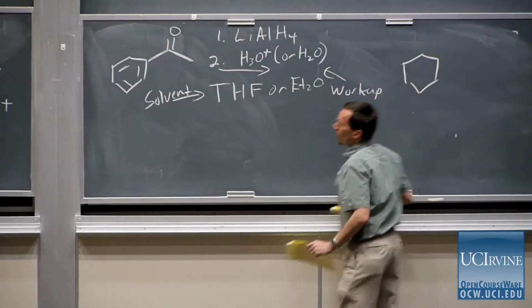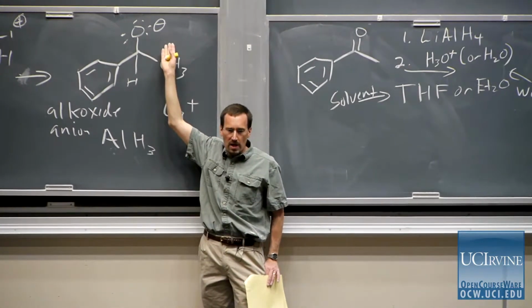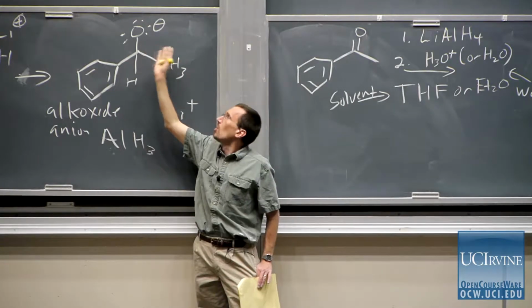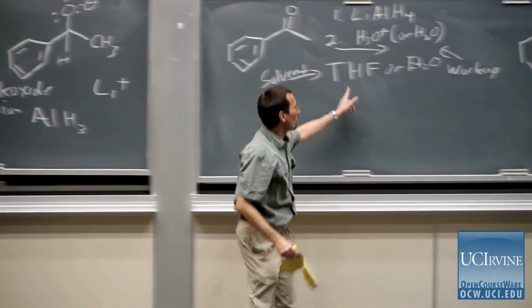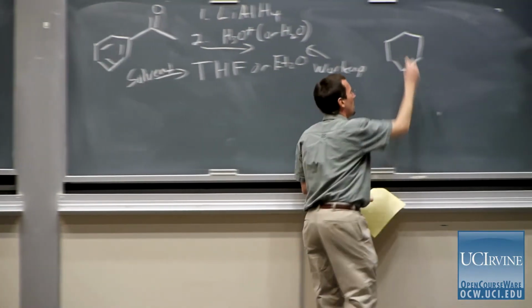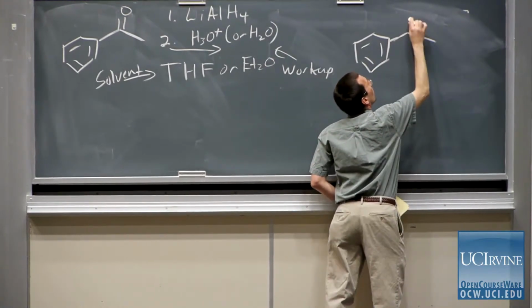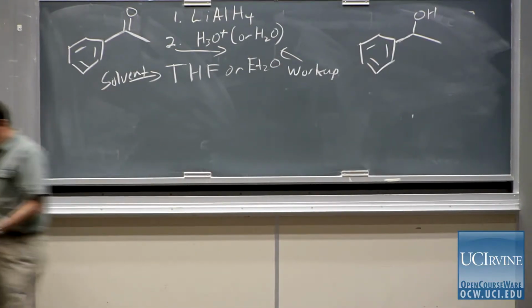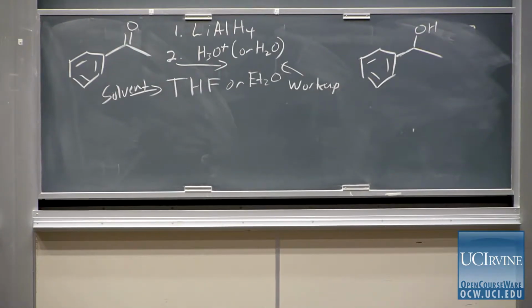The main thing, of course, is that until we add something that provides a proton, whether it's acid, H3O+, aqueous HCl, or whether it's water, we have an alkoxide anion. But after the workup, you isolate your product, the alcohol. And as I said, organic chemists are typically very bad about balancing equations. So typically this becomes a little recipe.